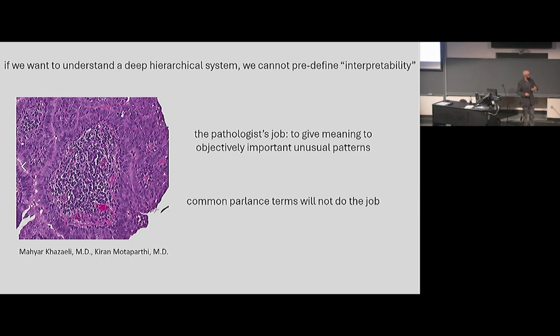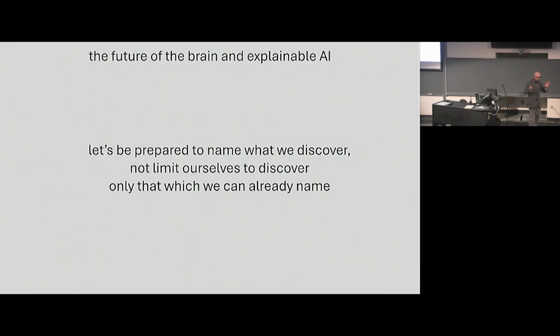The point is that as we try to understand the neuron, as we try to understand the local workings of a neural network, we really have to not front-load how we think the network should be. We really should just describe how it works. I haven't thought of a good way to put this, but the way I think about it is that we should be prepared to name what we discover when it comes to how neurons work, and not just limit ourselves to discovering that which we can already name.